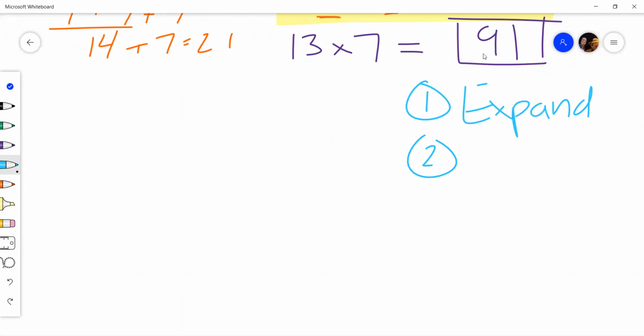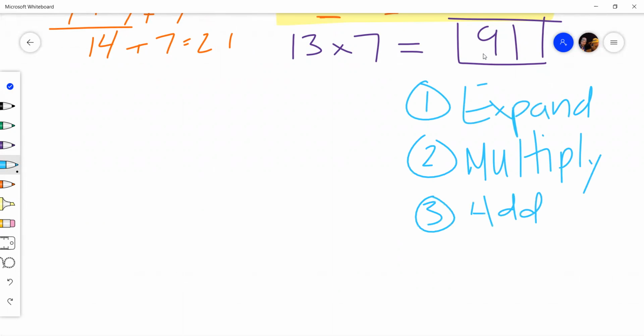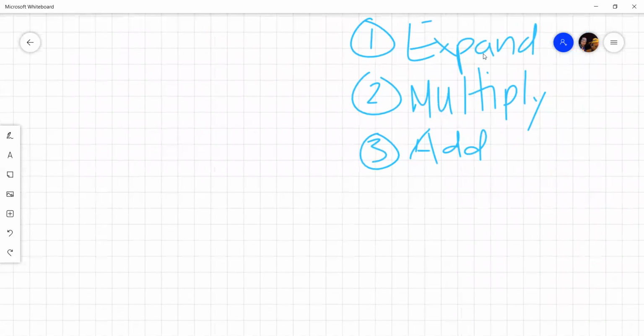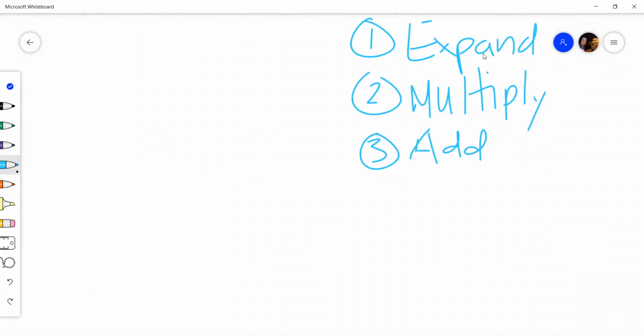We're going to multiply. We're going to add. Okay, so now that I got something on there, I can scoot this up so it doesn't get in the way. And let's do this. So, 2-digit number.